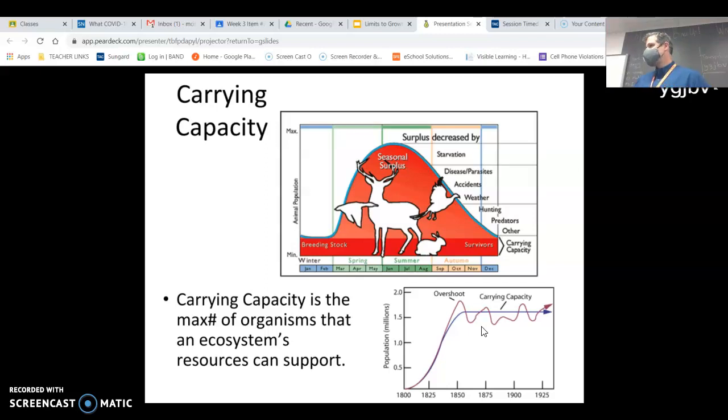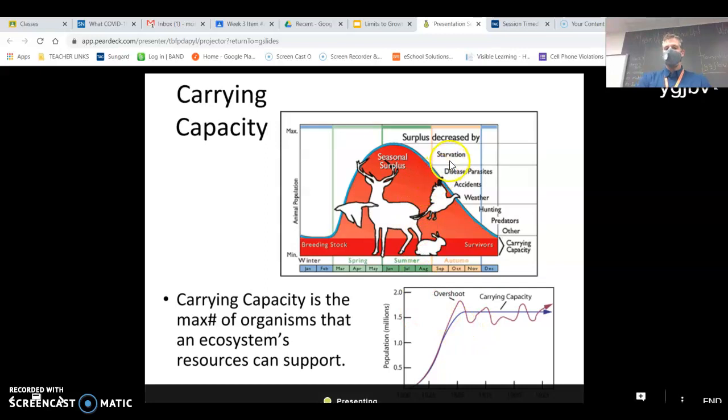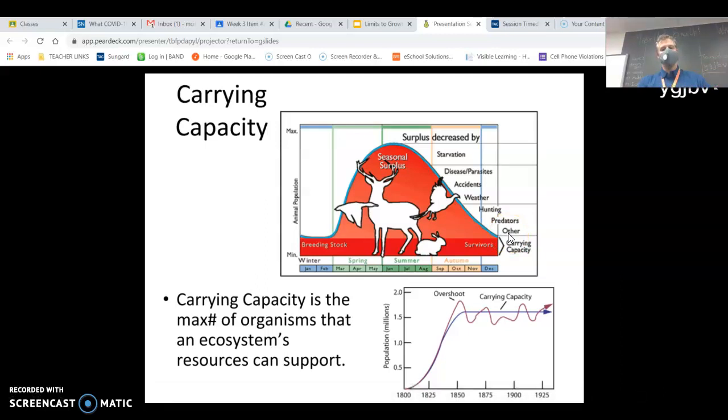If you're a frog, lay your eggs, hop away. That's it. All right. So, and then you'll see that the limiting factors as we come on the downside of that red graph, starvation, disease, accidents, weather, hunting, predators, all those types of things, those are going to be the items that are going to make that come back down towards the carrying capacity. So you can see carrying capacity in 2 different ways on these 2 different graphs.